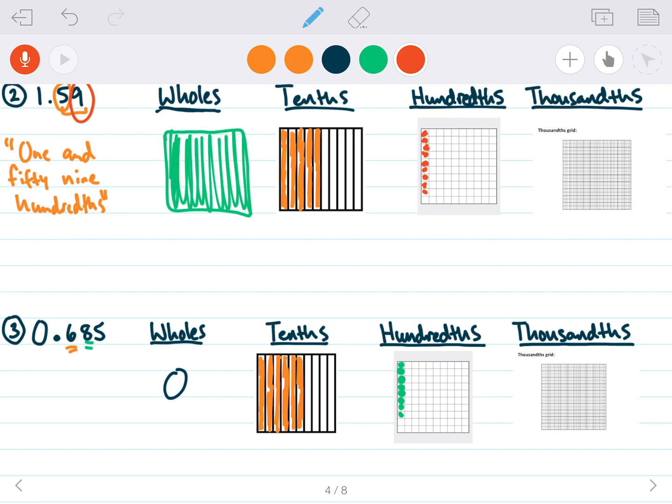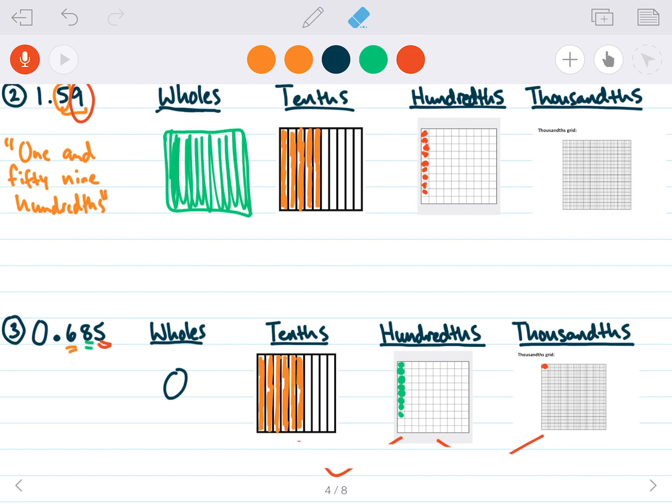And finally, we have 5 thousandths. So this is going to be hard to shade in, but let's see. 1, 2, 3, 4, 5. So maybe like right there. That's about 5 thousandths. So again, think about adding all of these pieces up together. That's not going to make an entire sheet cake, is it? It's going to just make part of one.